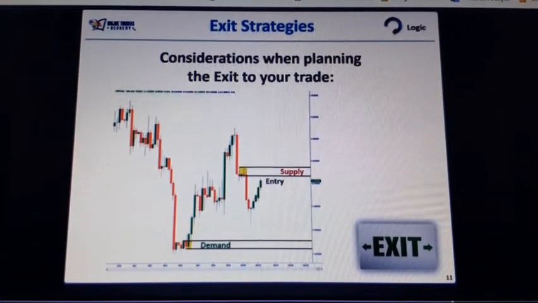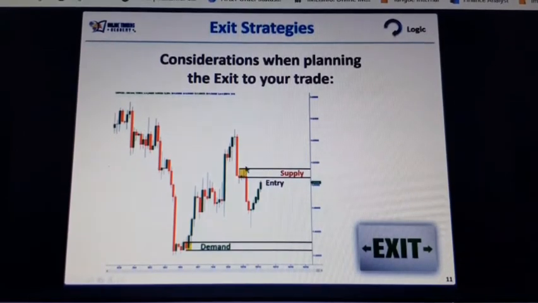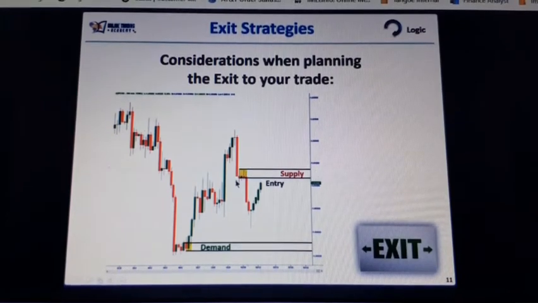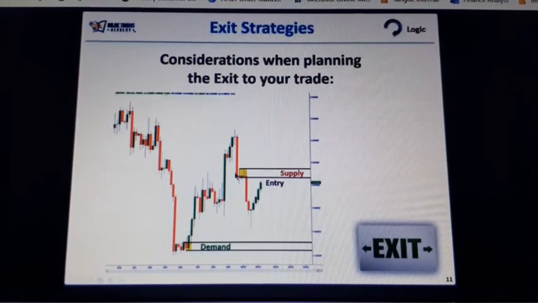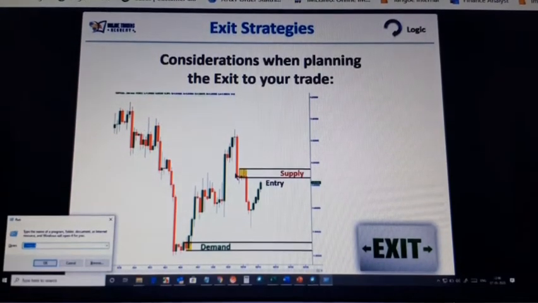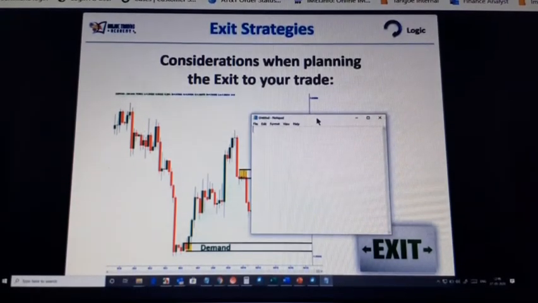Now, considerations for planning the exit of your trade. There is a supply zone over here, a beautiful supply zone, and let's suppose that we wanted to short in this supply zone. Now just concentrate here. See till here.